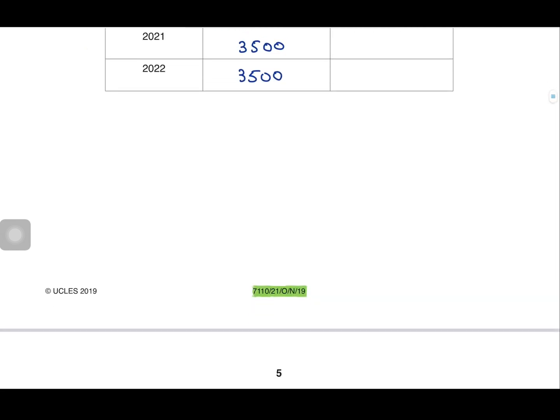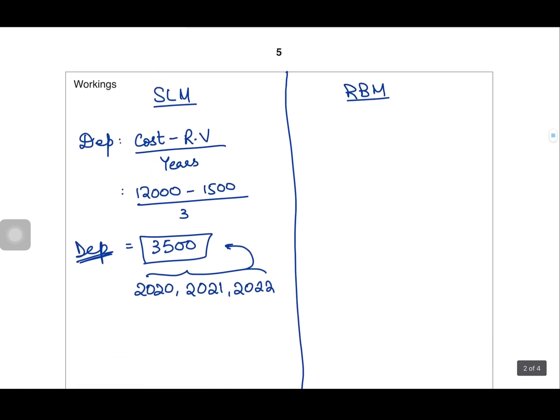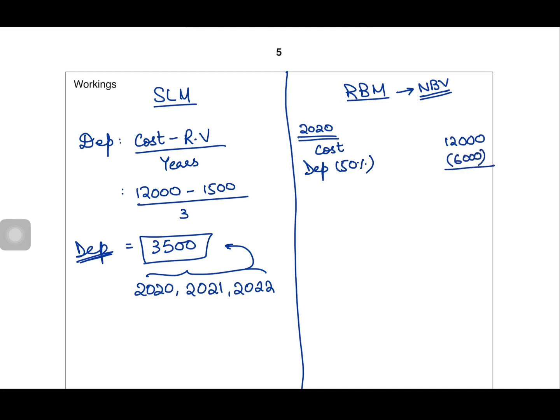Right? Now let's move to the diminishing balance method or the reducing balance method. We know that we charge depreciation on the net book value if we are following this method. So for 2020, first of all we'll take the cost. The cost is $12,000. Then we'll depreciate the cost by 50%. This was the rate given to us. So 12,000 multiplied by 50% is 6,000, and the net book value will also be 6,000.